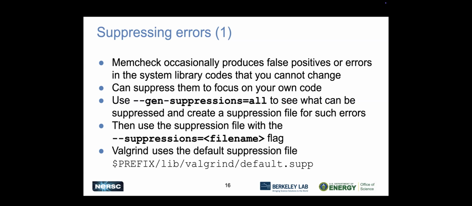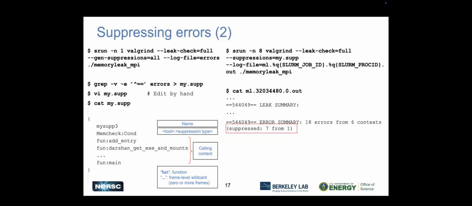Valgrind by default uses some suppression file, which can be in this form. The file name is default.supp. So this is how to generate and create a suppression file and then use it. You can use, for example, srun -n1 valgrind --leak-check=full --gen-suppressions=all, and with the log file you specify the output file name, errors, and run it, and you get the output errors.